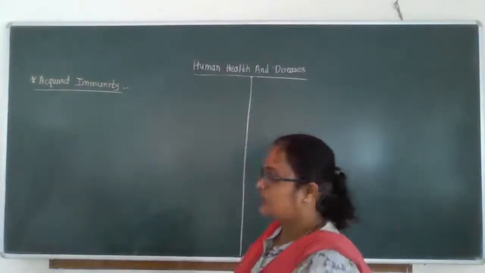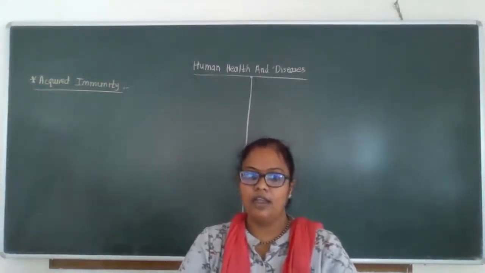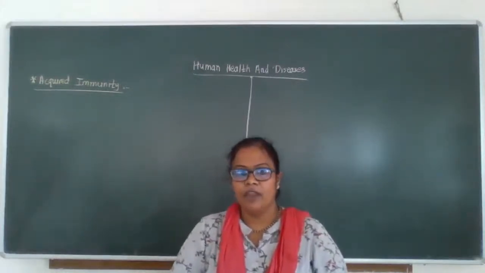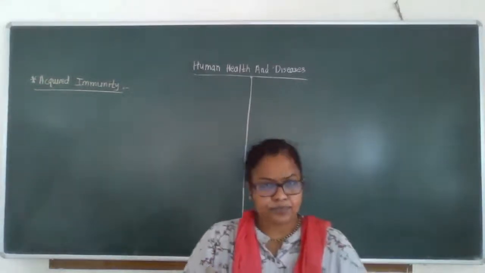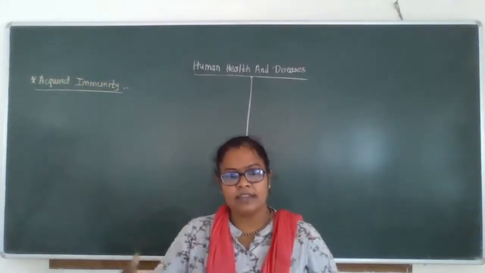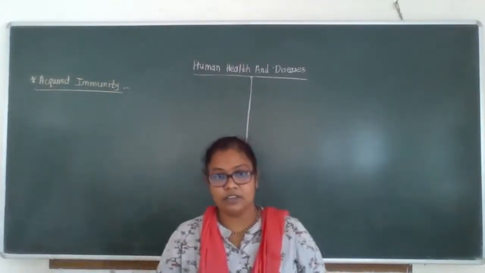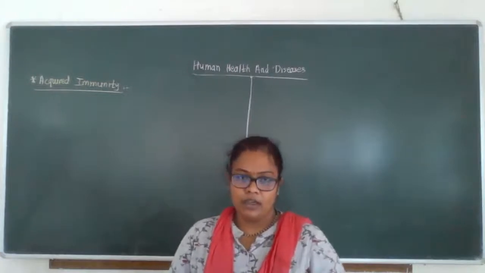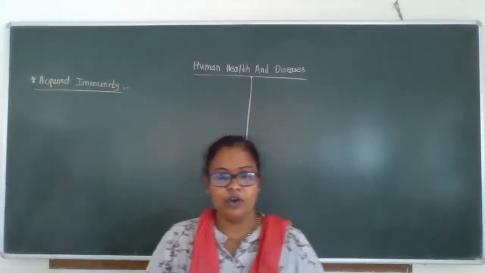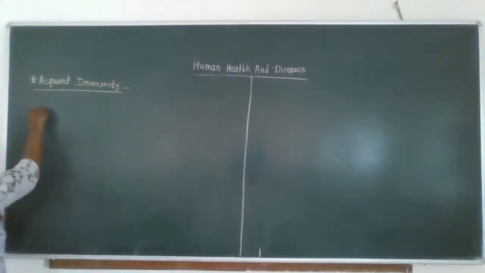Hello everyone. In today's lecture, we are going to start with the next point from the topic, the cells of acquired immunity. In our previous video, you have seen that the cells of acquired immunity are formed from the hematopoietic stem cells, and these stem cells form myeloid cells and lymphoid cells. Myeloid cells are responsible for the formation of RBCs and WBCs, while the lymphoid cells are responsible for the formation of B and T lymphocytes. So the next point from this topic is the cells of acquired immunity.